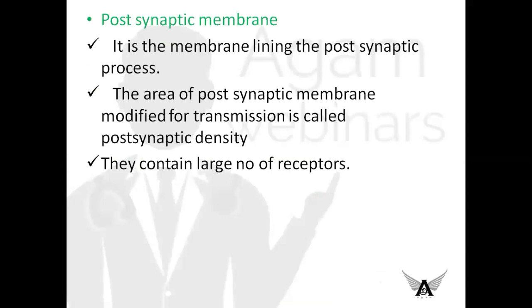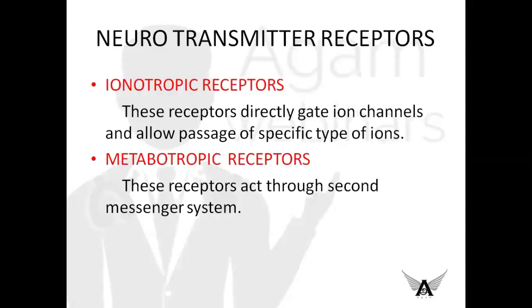Let us look at the neurotransmitter receptors. There are generally two types. One is ionotropic receptors. It means that they directly gate ion channels and allow passage of specific types of ions. While the second class is metabotropic receptors. These receptors act through a second messenger system, that is mainly G-protein coupled receptors. Okay, let us see in detail about each of them. First is ion channel receptors.